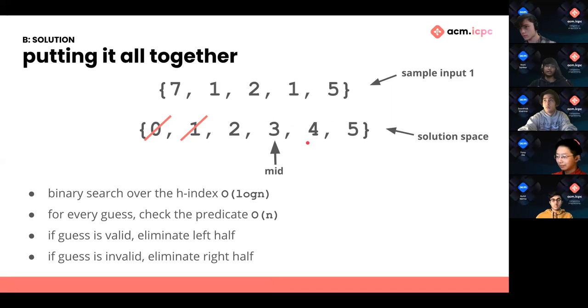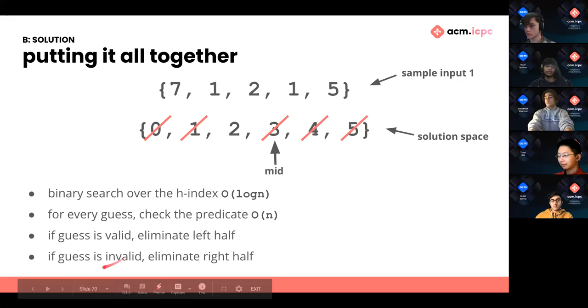And the reason for that is that firstly, we know 3 is invalid, but then that means that there aren't 3 elements that have a citation count more than or equal to 3, which means that there's also not 4 elements that have a citation count more than or equal to 4, because 4 is greater than 3. So if there's not 3 that are greater than 3, then there's not 4 that are greater than 4. So that means we can eliminate 4 and 5 and so on all the way up to the end. So if a guess is invalid, then you eliminate the right half. If a guess is valid, then you eliminate the left half.